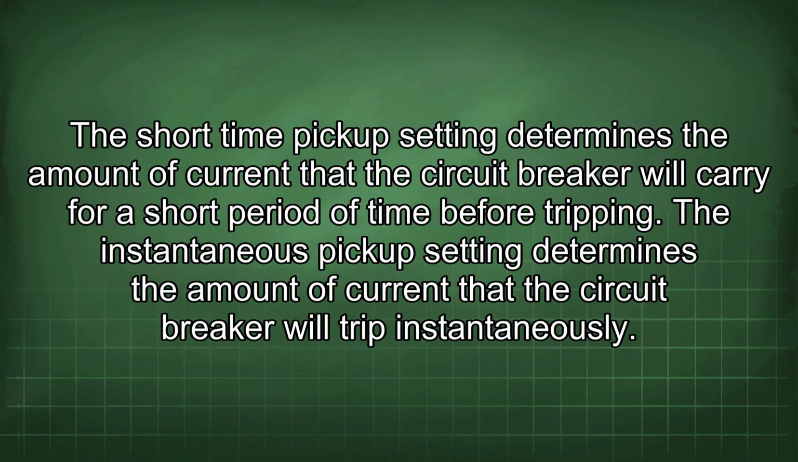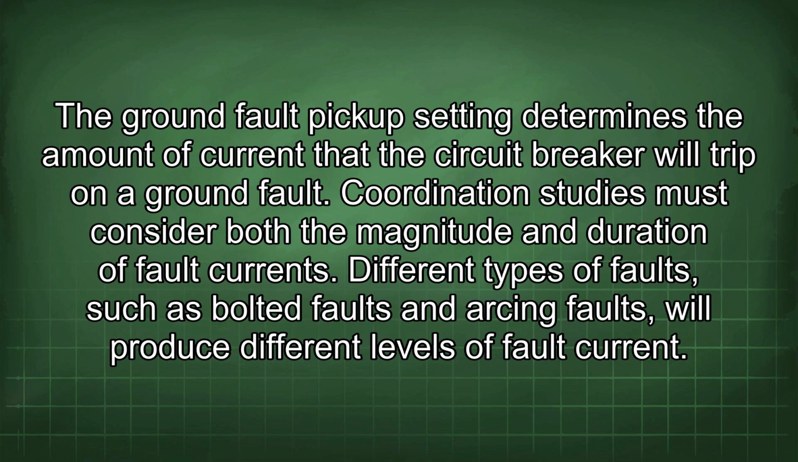The short-time pickup setting determines the amount of current that the circuit breaker will carry for a short period of time before tripping. The instantaneous pickup setting determines the amount of current that the circuit breaker will trip instantaneously. The ground fault pickup setting determines the amount of current that the circuit breaker will trip on a ground fault.